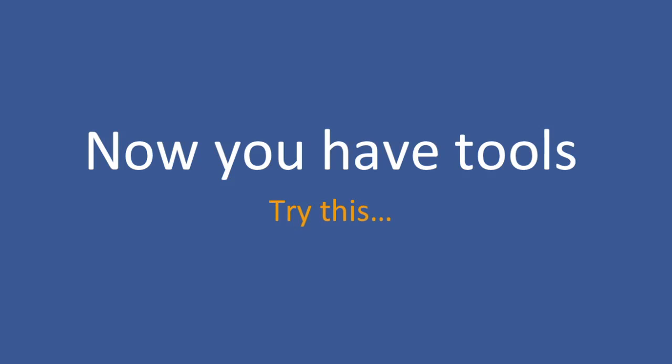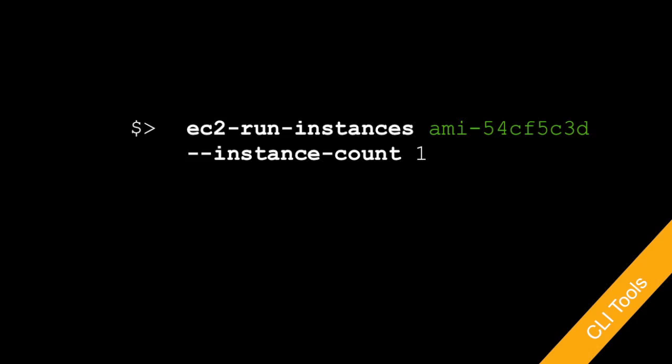So now you have the tools. Once you've done that, and you can do that in a couple of minutes, try this. Here I'm running an instance based upon the AMI, and I'm saying launch one of them. Okay, there's a few things missing there, or it looks like there is. So what about all this?